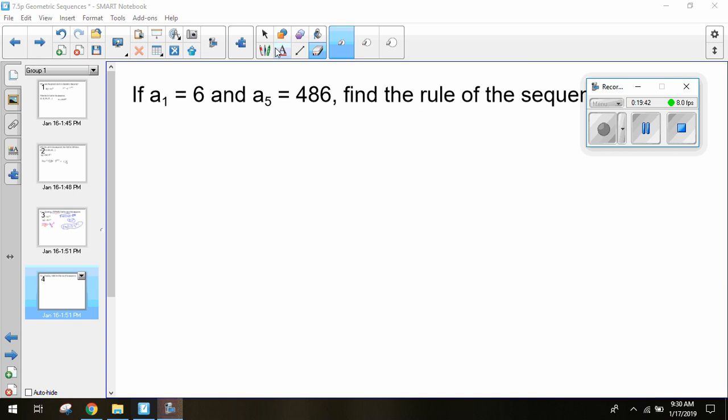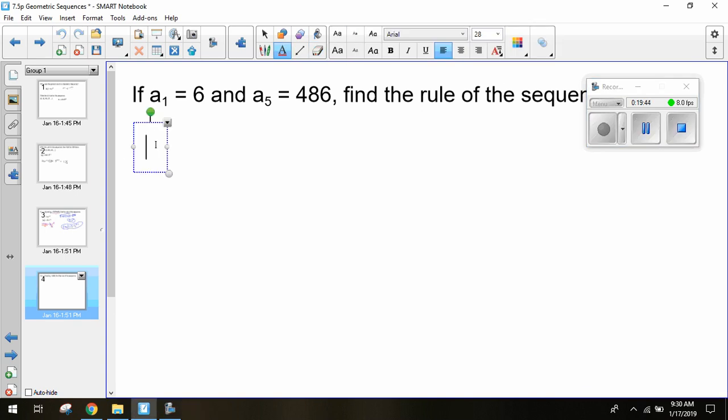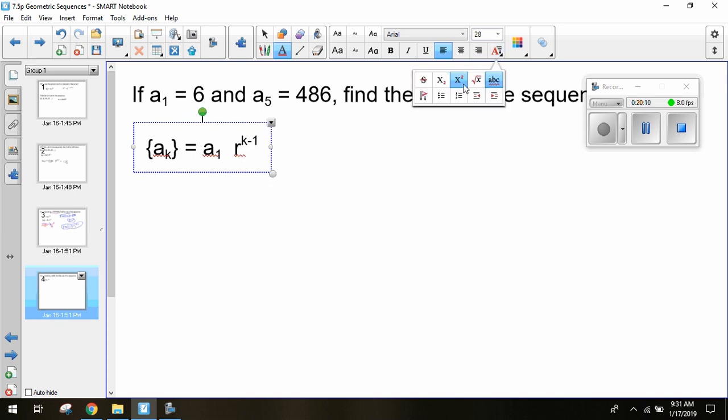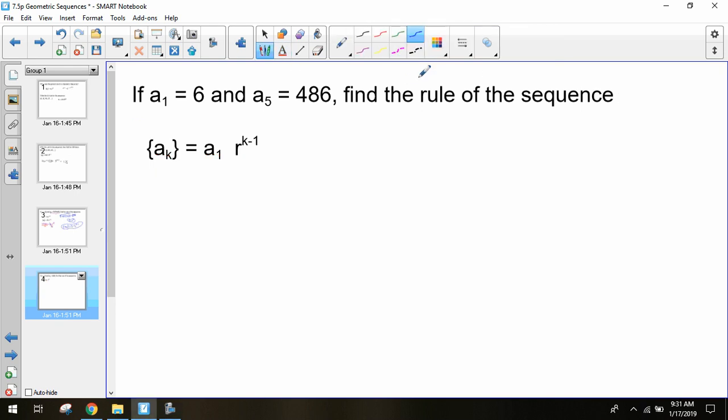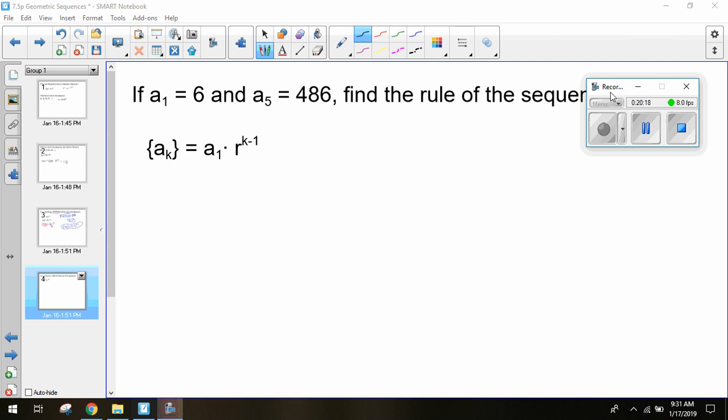Alright, so doing it together, we know we have a sub k equals a sub 1 times r raised to the power of k minus 1. We know we need to fill in all of this to get our rule. Alright, so we need to fill in those values.